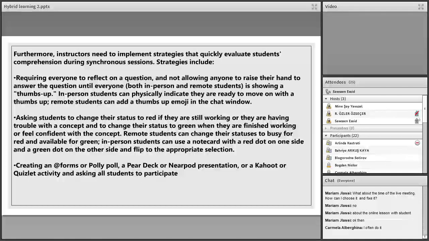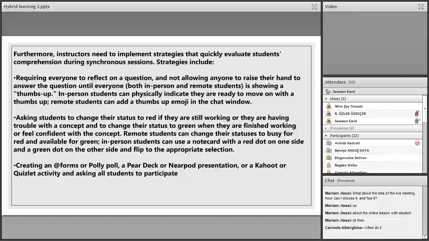Now, furthermore, they need to implement strategies that quickly evaluate students' comprehension during synchronous sessions. Strategies include requiring everyone to reflect on a question and not allowing anyone to raise their hand to answer the question until everyone has shown a thumbs up, both in-person and remote students. In-person students can physically indicate they are ready to move on with a thumbs up. Remote students can add a thumbs up emoji in the chat window.